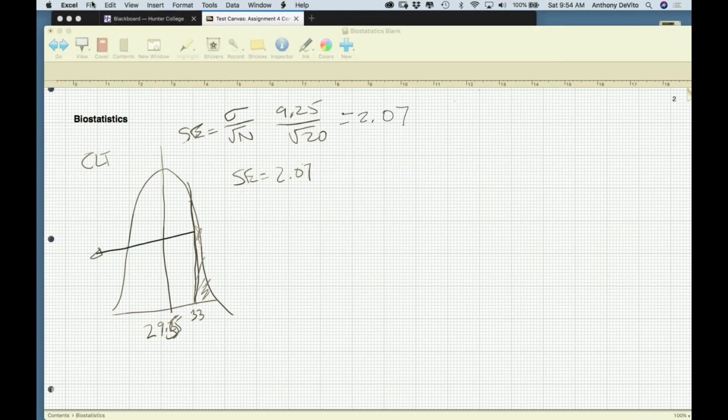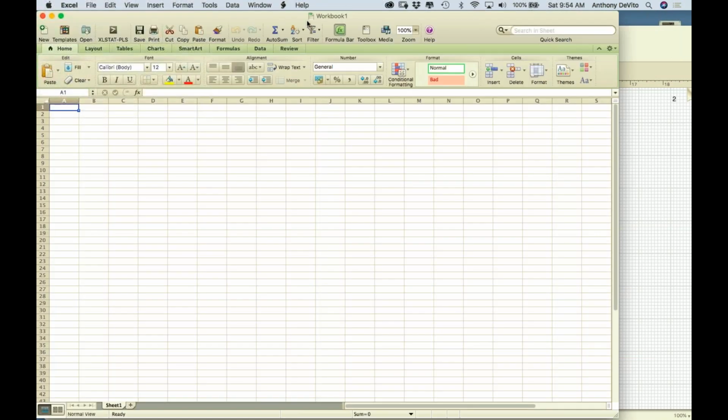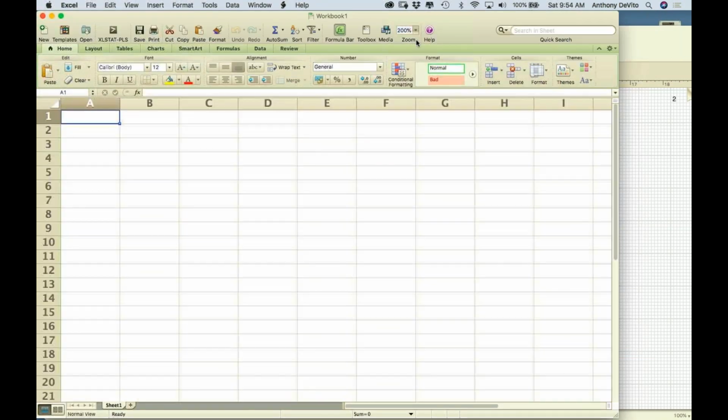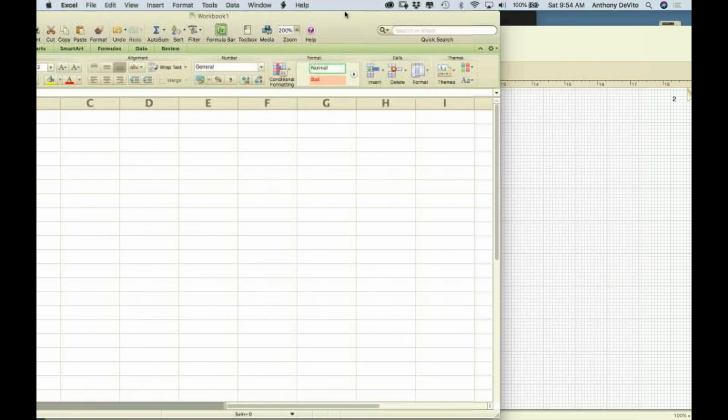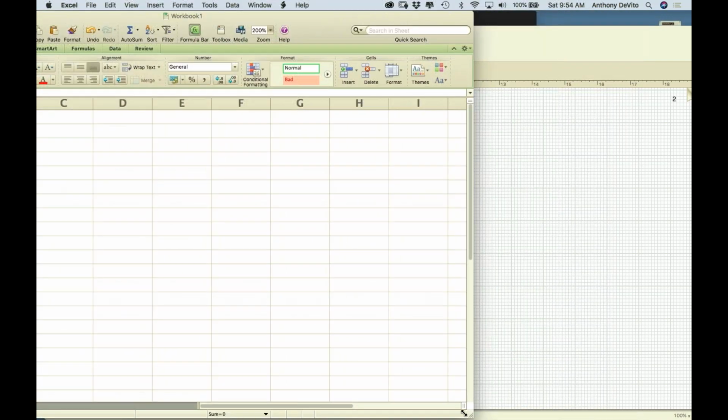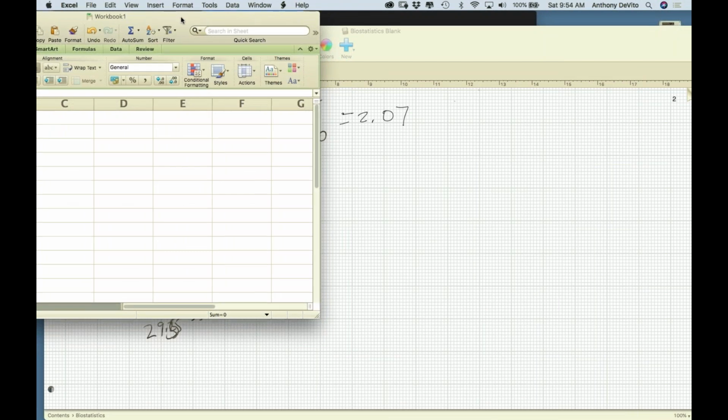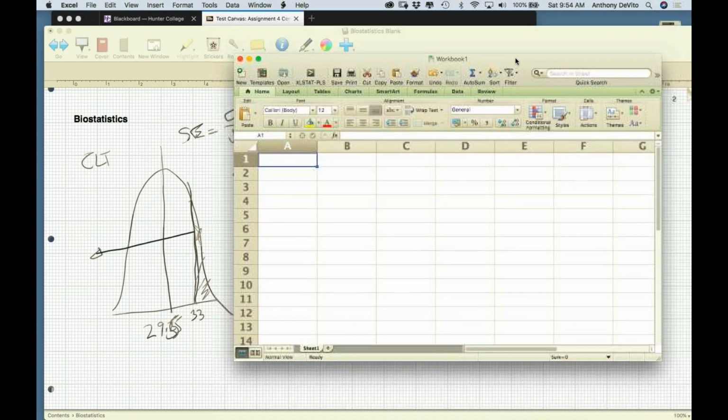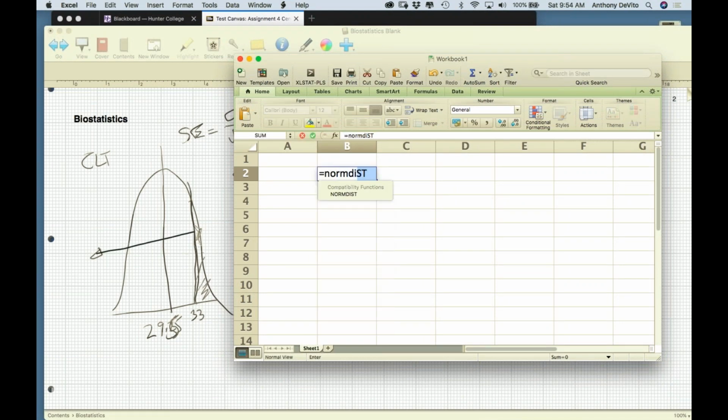Okay, I don't need that. Oh, new workbook. And I'll make it a little easier to save. We don't need all these cells up here. Okay, so now there's two functions I could use, two ways I could do this. One way I could do this in Excel is I could use the function norm dist.